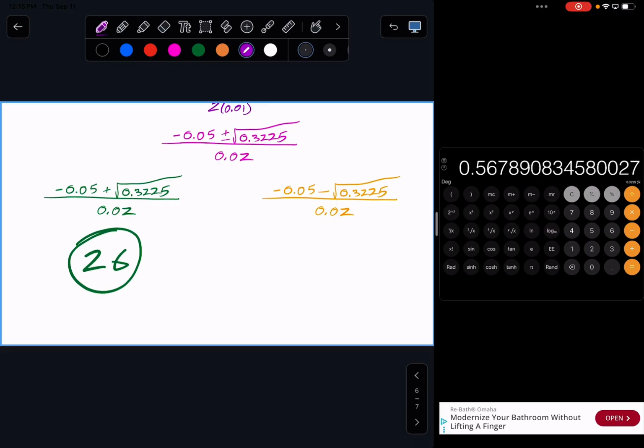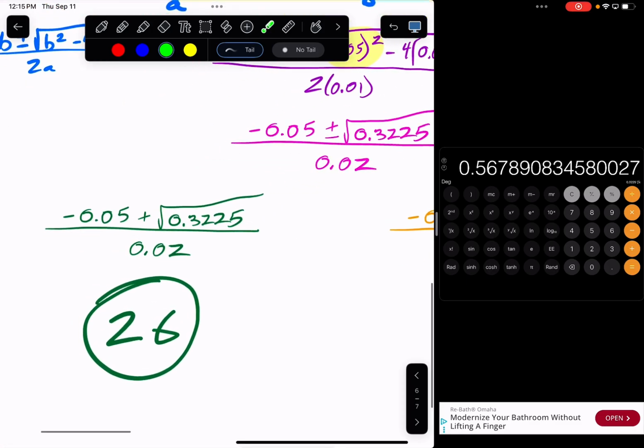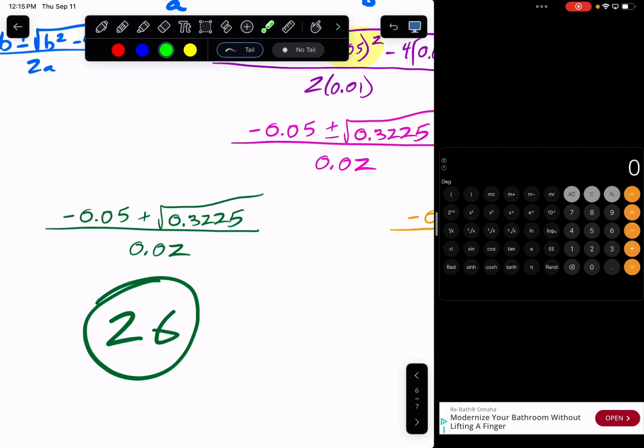Oh, I'm not projecting. There we go. Okay. So 0.567 or 568. So we'll call it 568. So negative 0.05 plus 0.568 equals that, divided by 0.02 equals 25.9. So I guess, yeah, it is round, but it's 26.